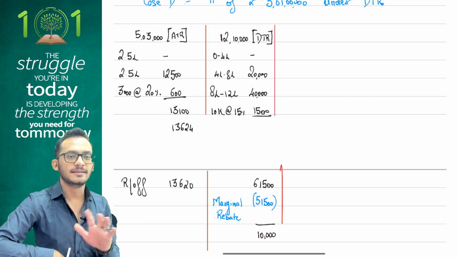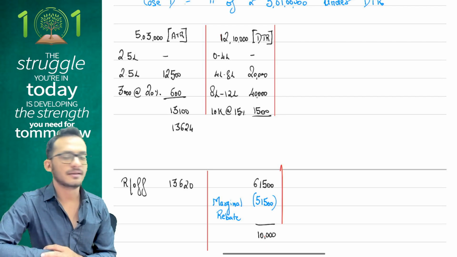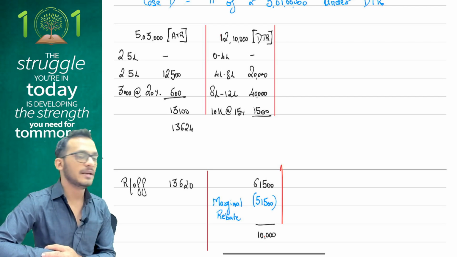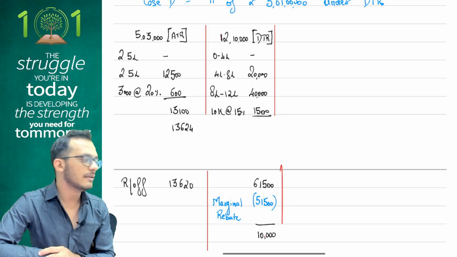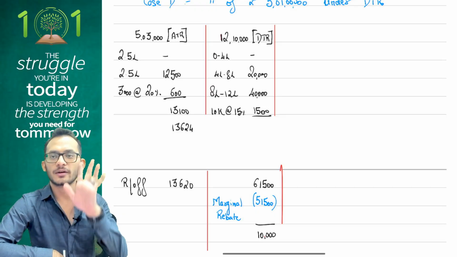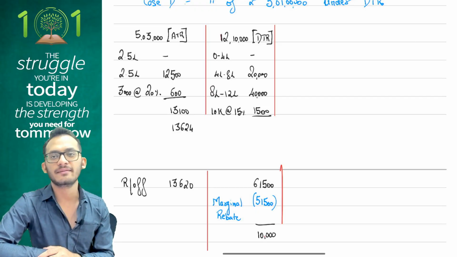Therefore, people in the old regime, you don't have the concept of marginal rebate. If you increase your income by 1 rupee from 5 lakhs, even if it is 1 rupee more than 5 lakhs, you are not a poor guy. You are automatically in the middle class category without any rebates.